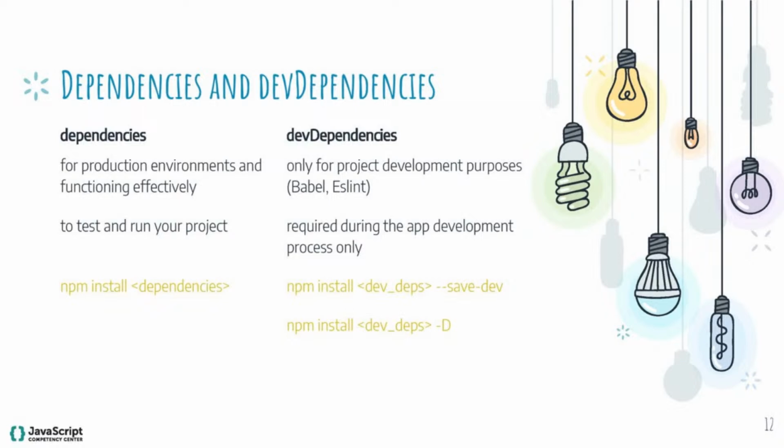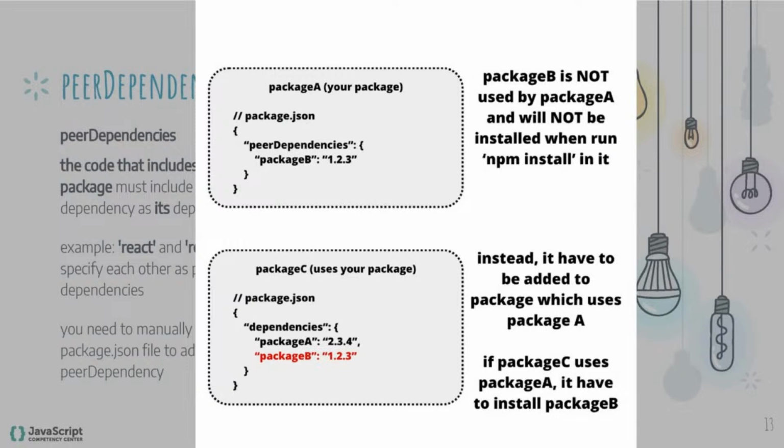You can add dependencies to the package.json file by running npm install and listing dependencies. There can be a lot of them separated by space. The devDependencies property consists of all the packages that are used in the project in its development phase only, and not in the production or testing environment. Examples can be Babel or ESLint.